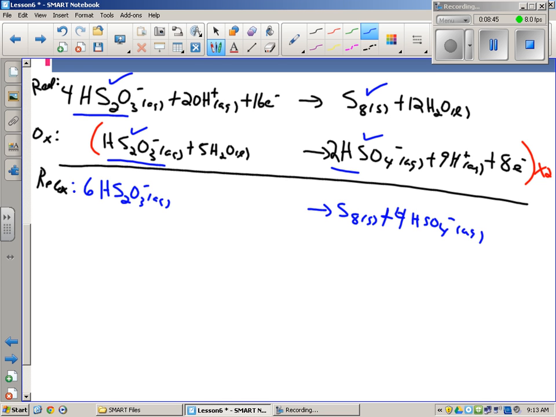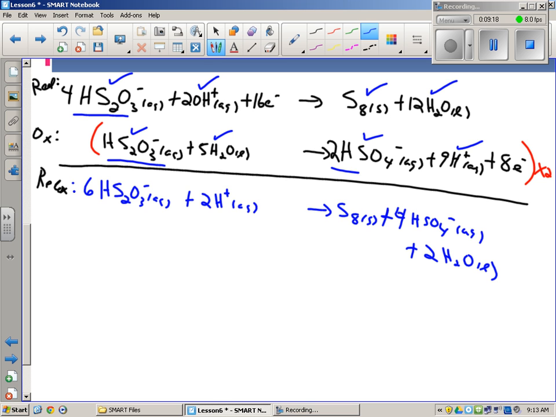I got 12 waters here, and 2 times 5 is 10 waters here. So 12, 10, 2 waters on this side. Okay. And then finally, of course, electrons are going to cancel, so I don't need to see those. 20 here and 18 here, right? So 20, 18, that's a net of 2 on this side here. And does that take care of everything? I think it does. Yes?